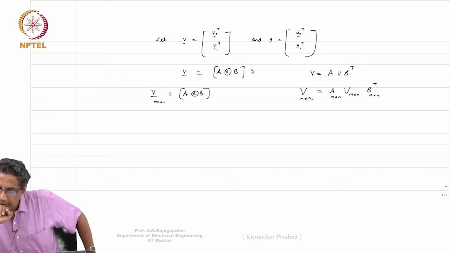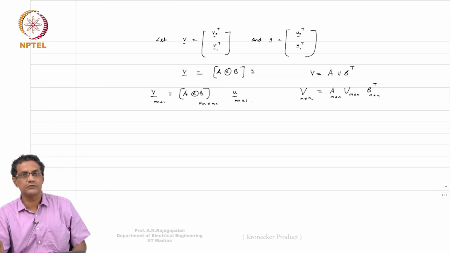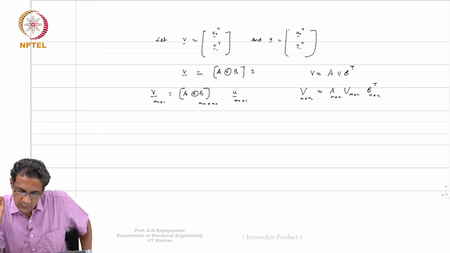A Kronecker B is MN cross MN, and then you multiply it with U, which is MN cross 1, right? So I took 2 cross 2, but it doesn't matter. You can have something like this.